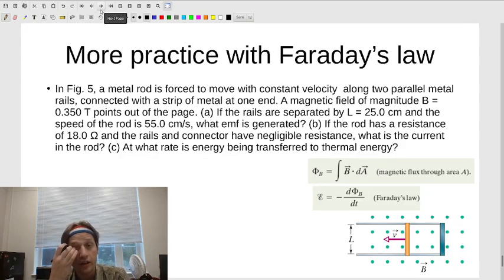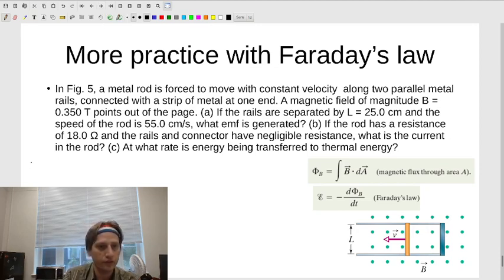Now, just to look at another example of this, it says we have a metal rod forced to move with a constant velocity along 2 parallel metal rails connected with a strip of metal at one end. A magnetic field of magnitude B equals 0.350 Tesla. Okay, so they give us the B, and it's not changing. It points out of the page.